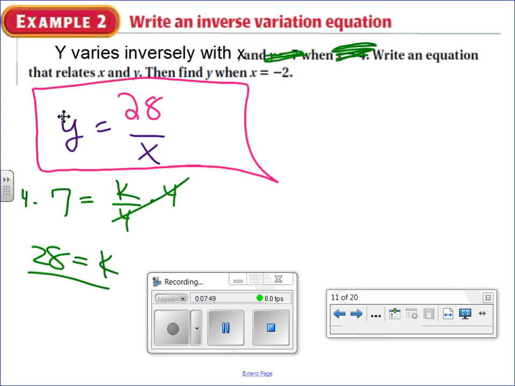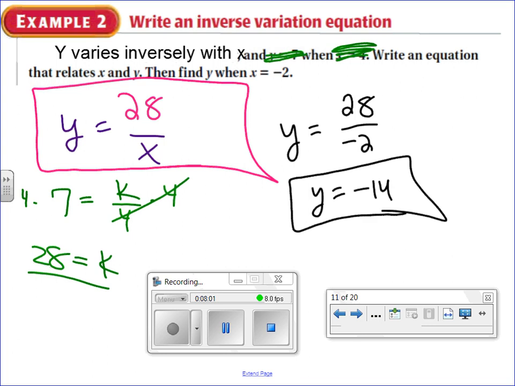We're ready to do our final step. We're ready to find y when x is -2. So just use the equation you wrote, put that -2 in. Looks like our final answer is -14. Awesome. Any questions?